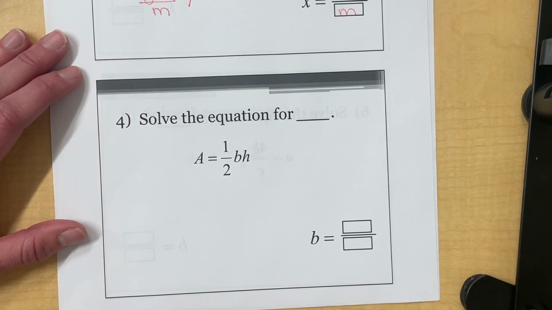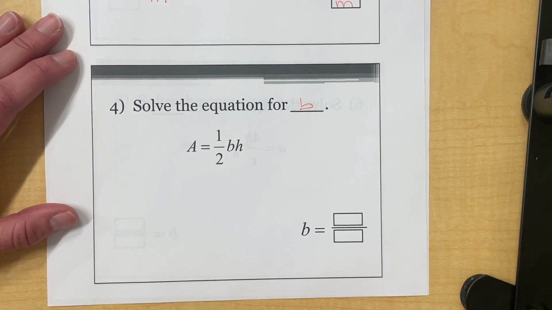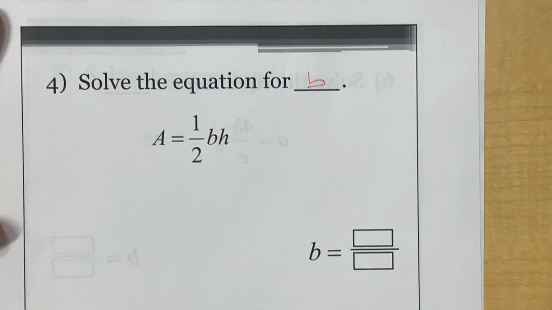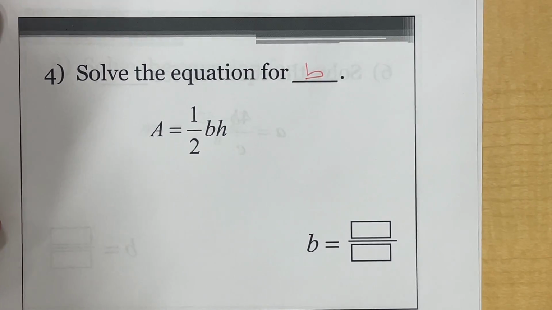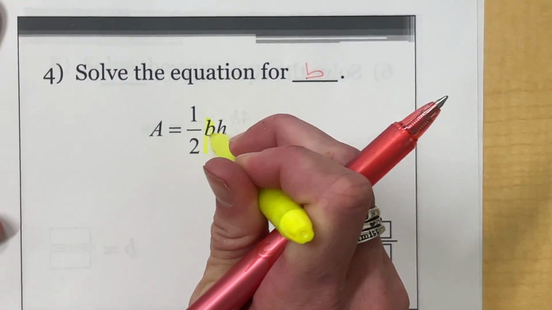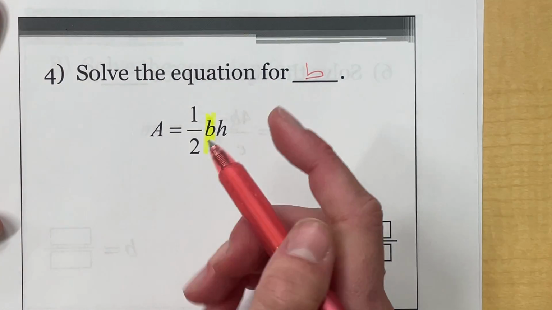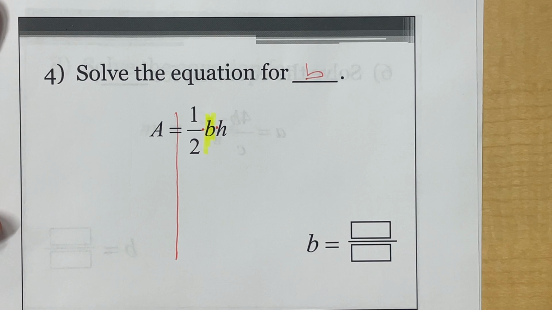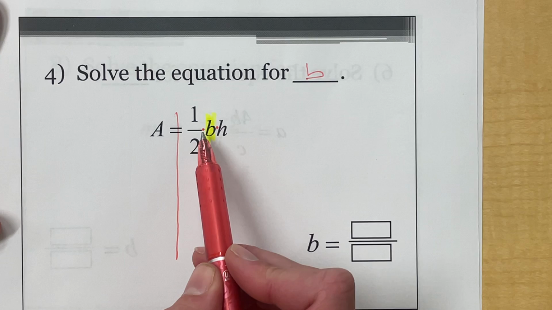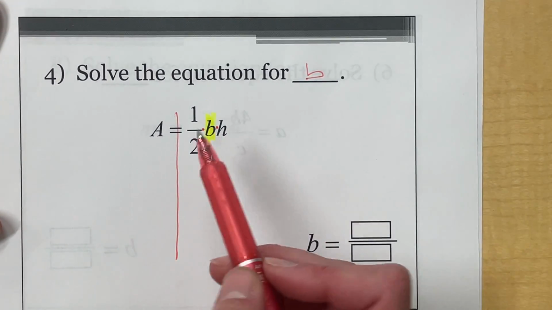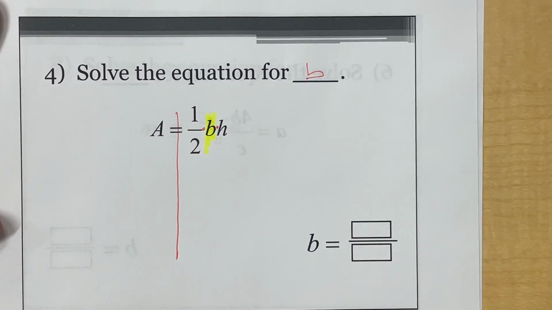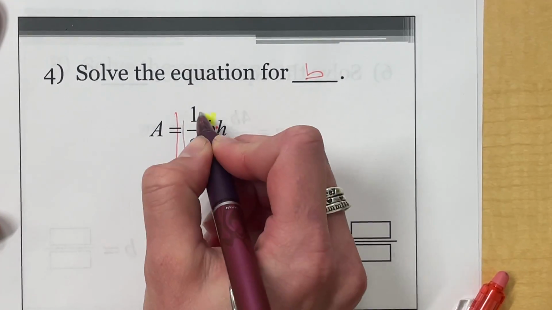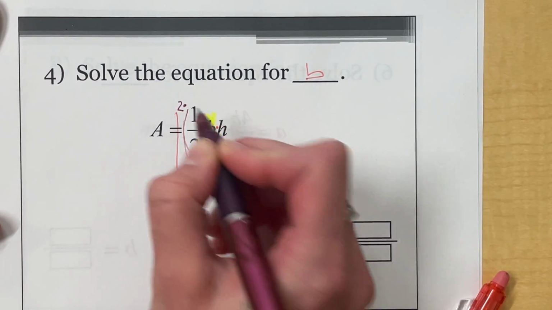Number 4, I'm solving the equation for b. To do that, I need to highlight b in the problem. And I can see there that I'm having b multiplied by 1/2 and multiplied by h. So the first thing I need to do is get rid of the multiplying by 1/2. When we're multiplying by a fraction, we're dividing, technically have to divide by 1/2, but that's just multiplying by the reciprocal. So what you're going to do is multiply that 1/2, multiply it by 2, or 2 over 1.